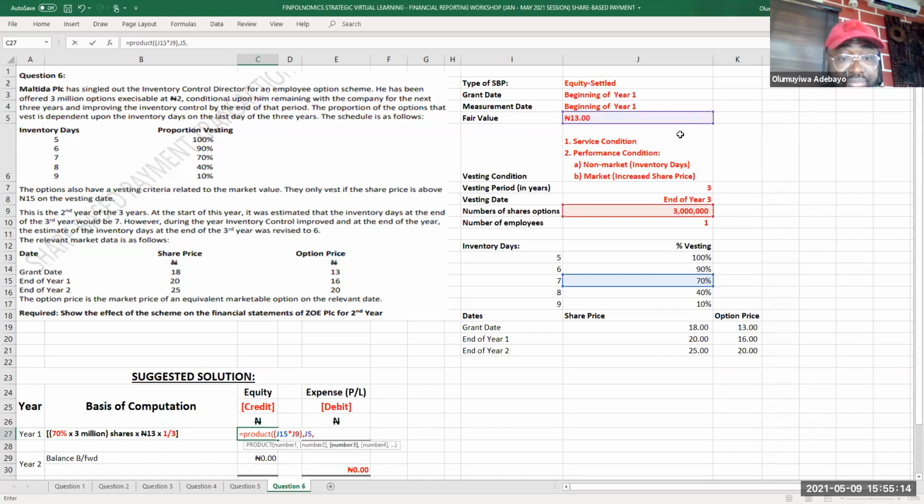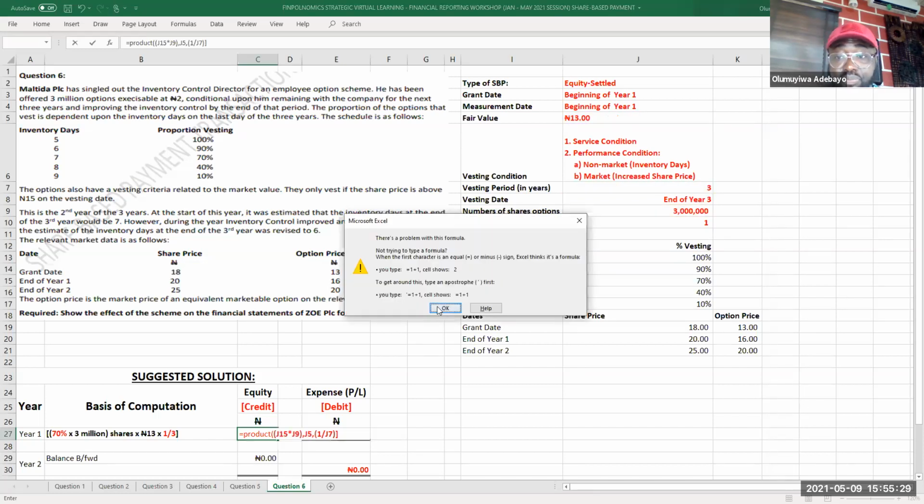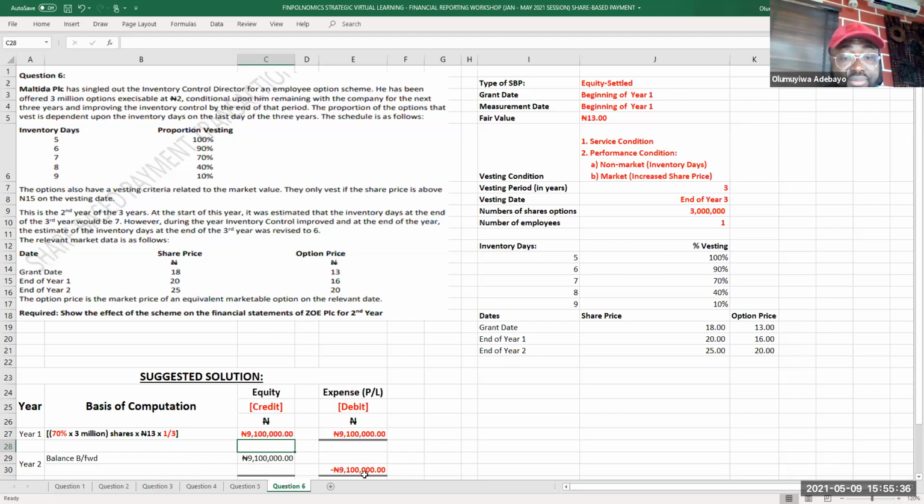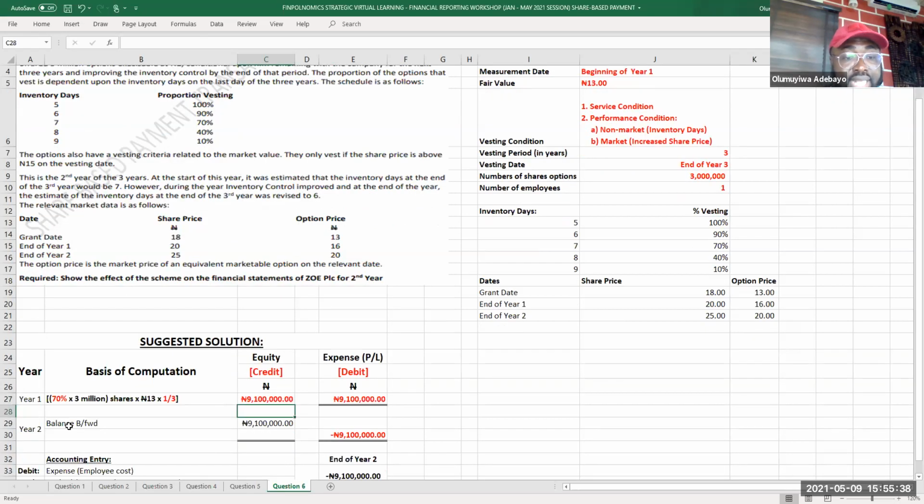And next is 1/3 years, which is the service period. And I've also told you that in every performance condition, there is a service condition. What is missing? Okay, so that's 9.1. Now year 2. Year 1, I only need it for the opening balance because the accounting entry expected from me is year 2.